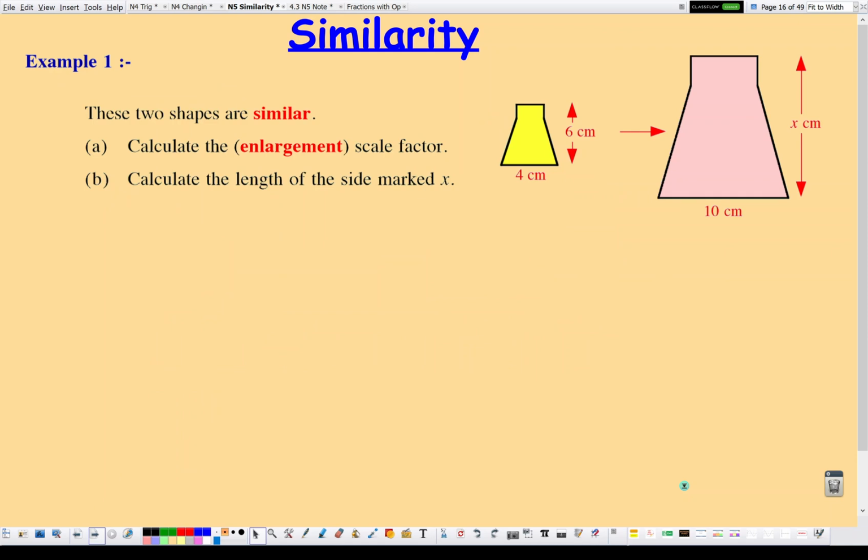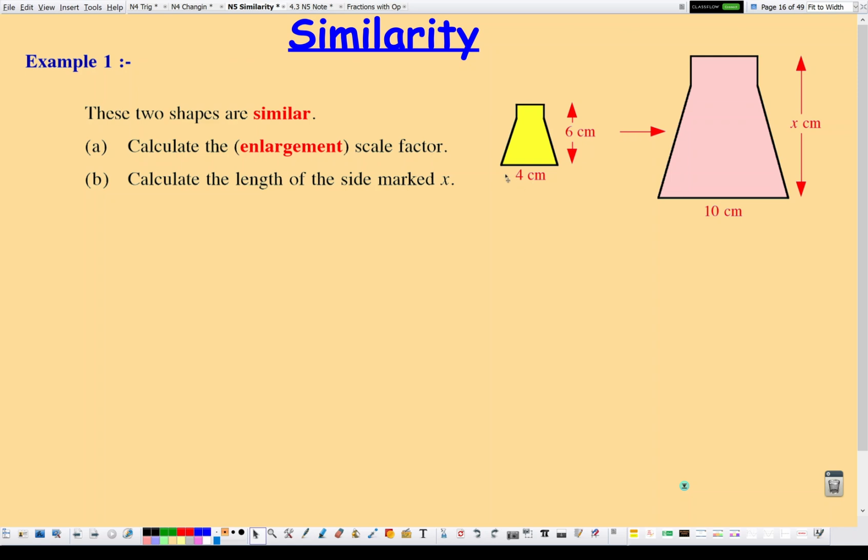I'll show you this again in this shape. It kind of looks like one of those power station chimneys. We're told that they're similar, so we don't really need to worry about the angles here. What we have to do is figure out what the second shape has been enlarged by and calculate the length of side X. Just watch me do this one. We're going to do a similar example from our actual notes in a wee second.